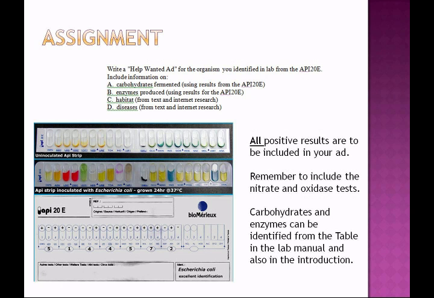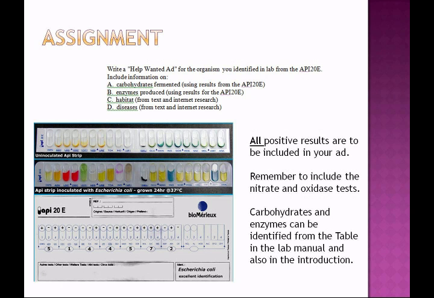And in the assignment you are going to include information on the carbohydrates that the organism fermented using the results from your API 20E, the enzymes produced, again using the results from the API 20E, the habitat where this organism typically lives, and from this you'll use your textbook and internet research. And finally, the diseases this organism can cause. This can come from the text and also from internet research.